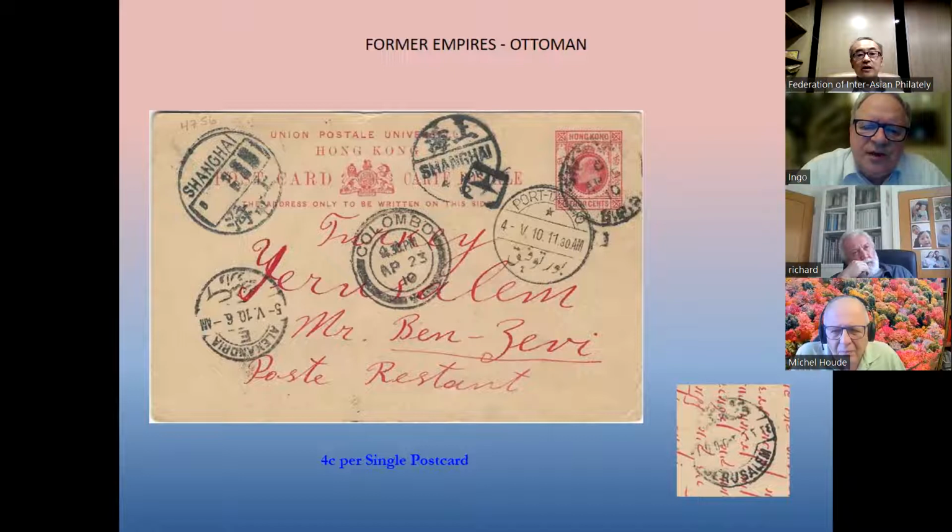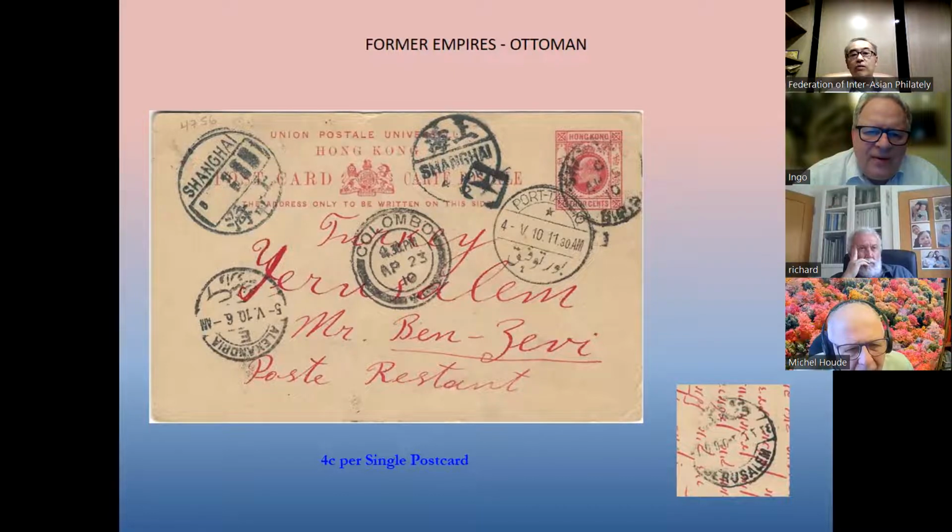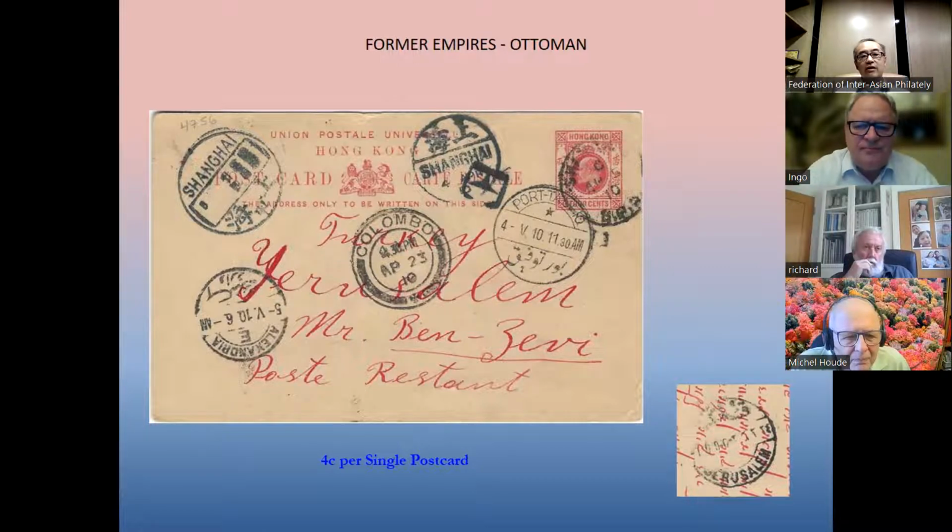That's interesting. And also, I haven't ever been able to determine what this sort of upside down T marking is. It's not a T. I don't know if anybody knows what that is. Shanghai, maybe. But I've got a feeling that somebody posted it at the Shanghai Chinese post office, and it was taken to the British post office, Shanghai post office, to be posted. But in 1910, I think China is not quite a member of the UPU yet. So maybe that's the way that the letters got out.